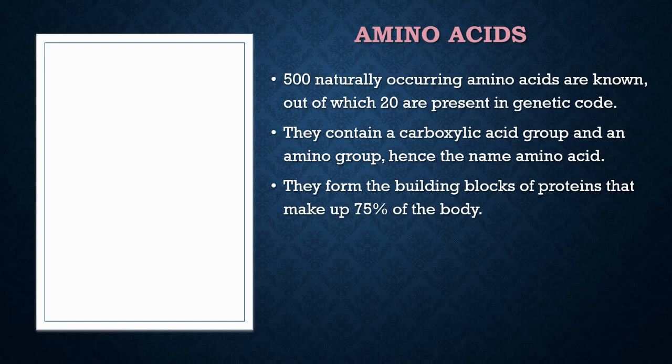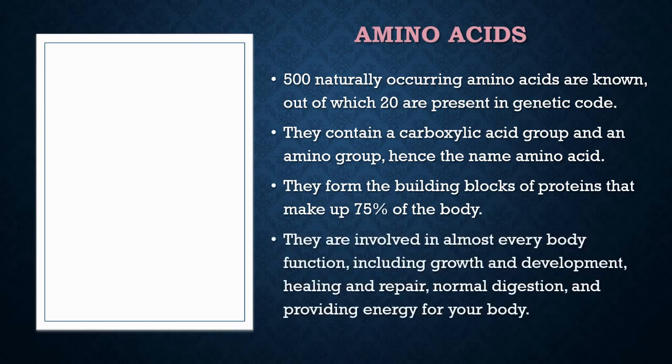That is, proteins make up 75% of the body. Can you believe this? They are involved in almost every body function, including growth, development, healing of wounds, repairing, digestion, and providing energy. For all these purposes, we need proteins. Proteins are not associated only with the growth of a living thing; its function also depends on various types of proteins. As we have seen earlier, enzymes and hormones are also types of proteins.